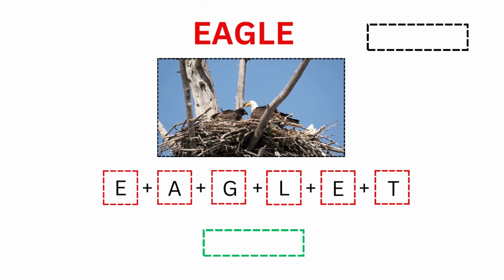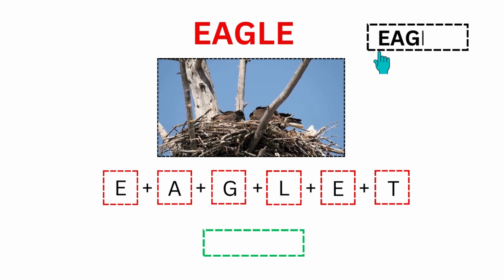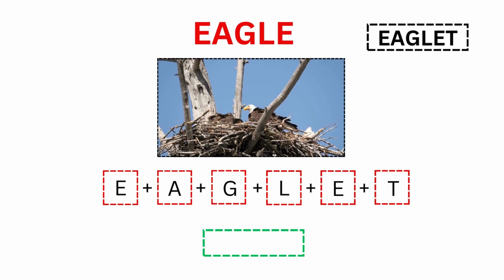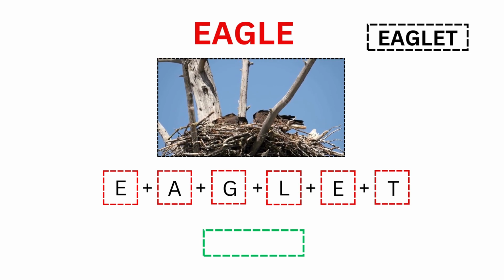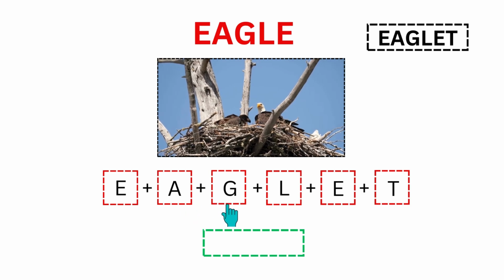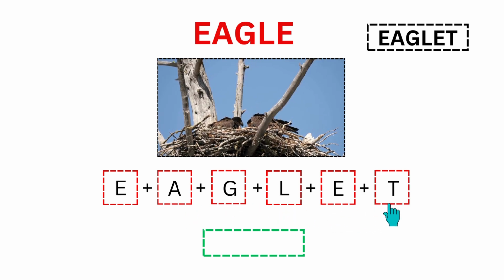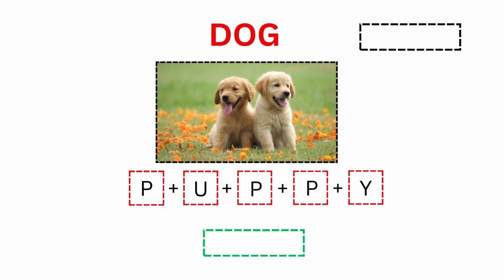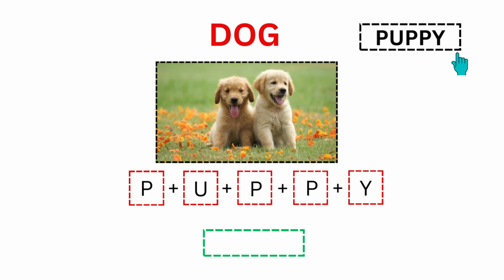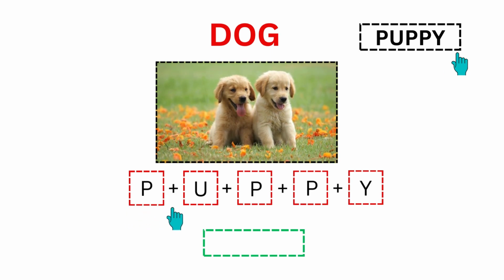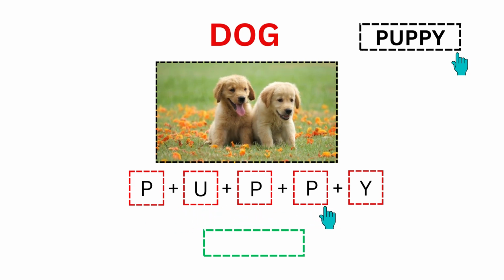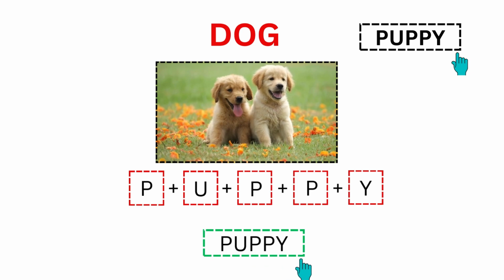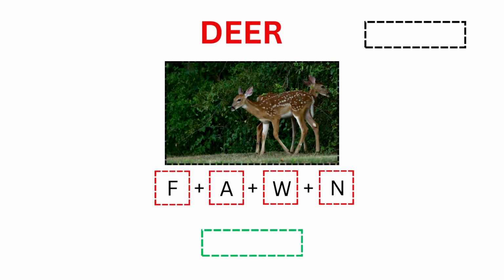A baby eagle is called an eaglet. Eagle के बच्चे को eaglet कहा जाता है. E-A-G-L-E-T eaglet. Number 4 is dog. A baby dog is called a puppy. Dog के बच्चे को पप्पी कहा जाता है. P-U-P-P-Y puppy. Number 5 is deer.